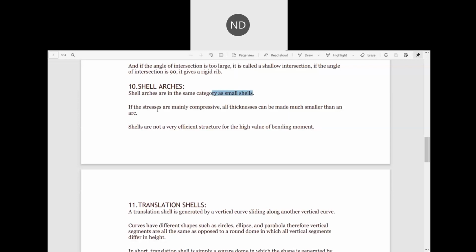Because arches are always there in the vaults also. We have barrel vaults also, we talked about just before this. So in that case also the shells are there. If the stresses are mainly compressive, all thicknesses can be made much smaller than an arch. When your shell structure will have mostly compressive forces, in that case your thickness can be decreased.